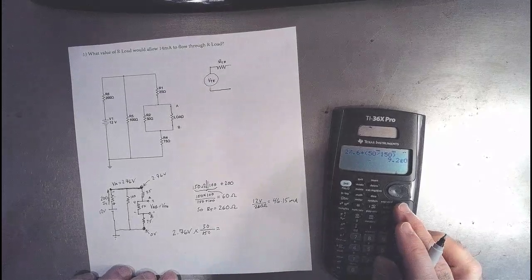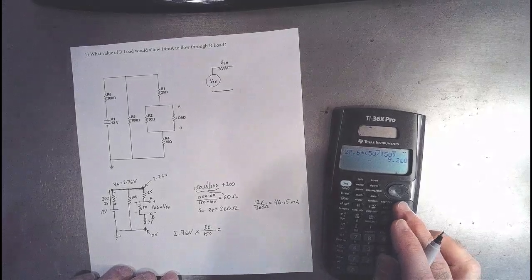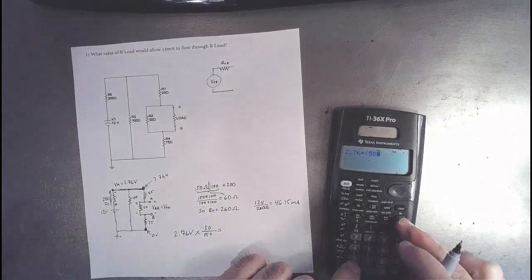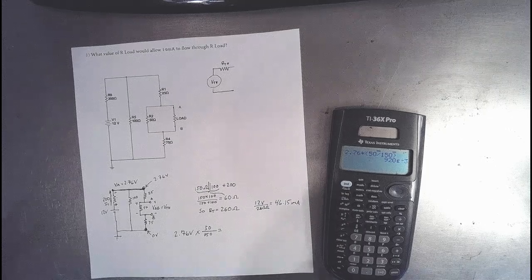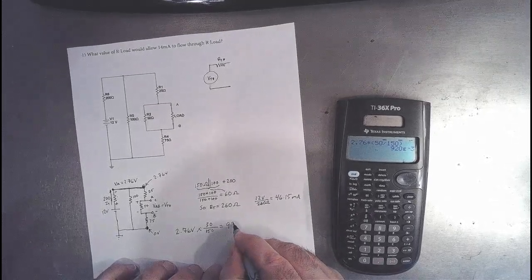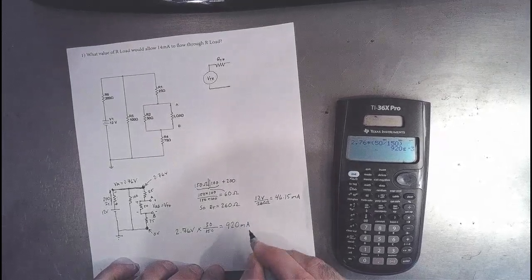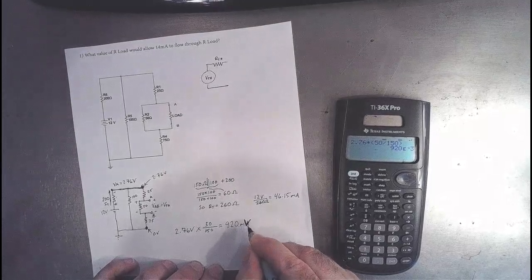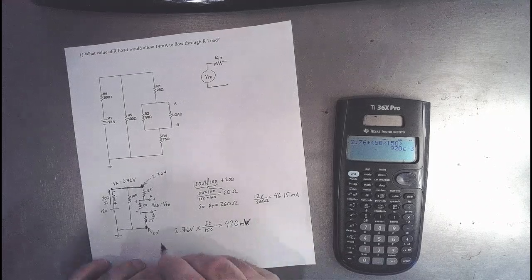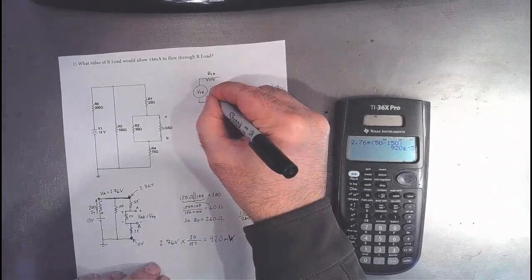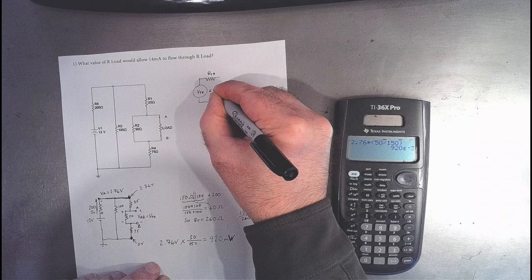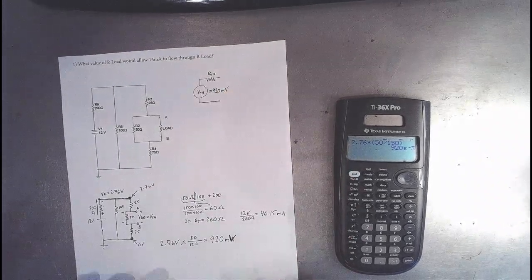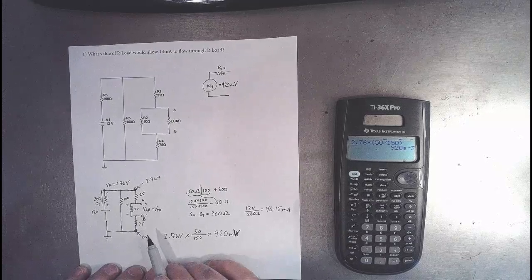I made a mistake. Let's see here. Oh, I put 27.6. Oops. 2.76 times 50 divided by 150. Now we'll get it. So it's 920 milliamps. Oh, millivolts, I'm sorry. I am screwing up left and right here, and I'm not going to do this over. So V Thevenin is 920 millivolts.